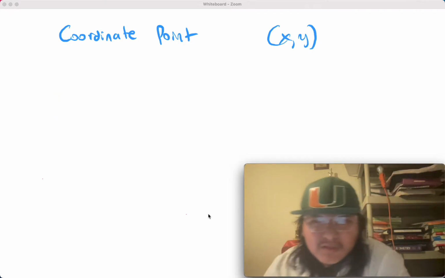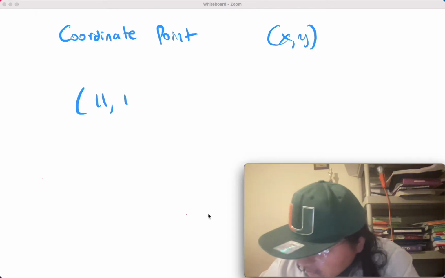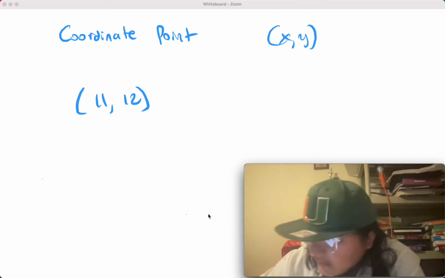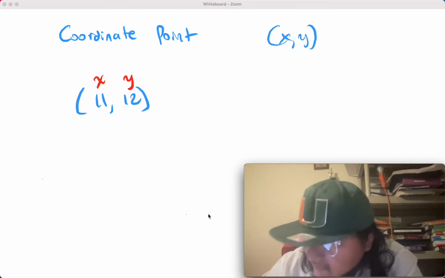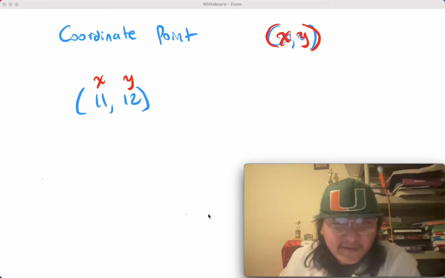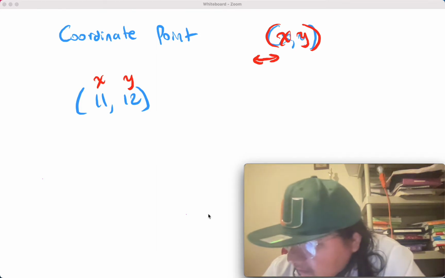Hi. So we're going to keep on talking about coordinate points. You guys are used to having this where the first number is the x, the second one is the y, right? Because remember, x goes first, then the y. As we remember from before, x is left and right, and y means up and down.